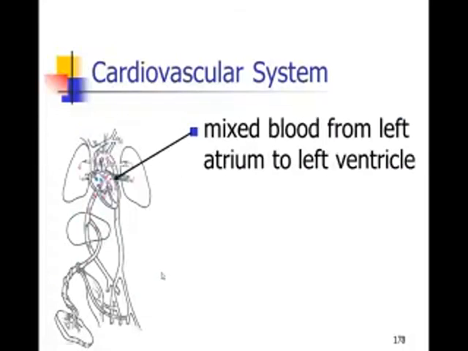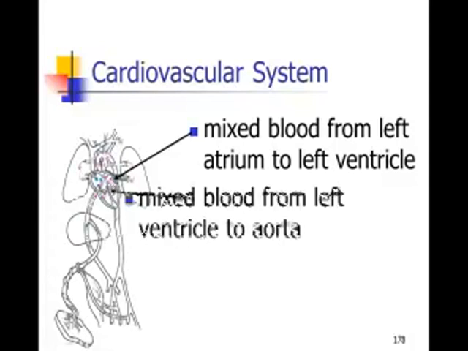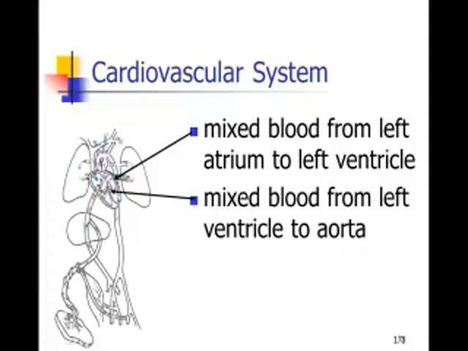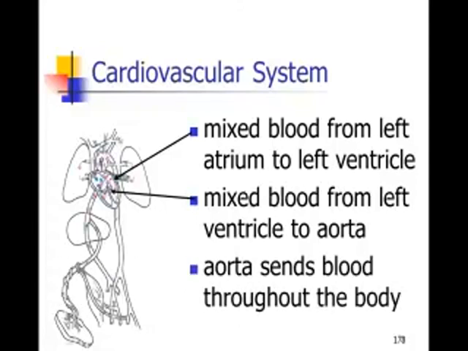Okay, then when the heart contracts, blood is pumped out. The pulmonary trunk takes the blood to the lungs. It's mixed blood, and it comes back to the left atrium. Okay, from the left atrium it goes into the left ventricle. There was also mixed blood coming in from the right atrium into the left ventricle. And then the aorta sends blood through the body.